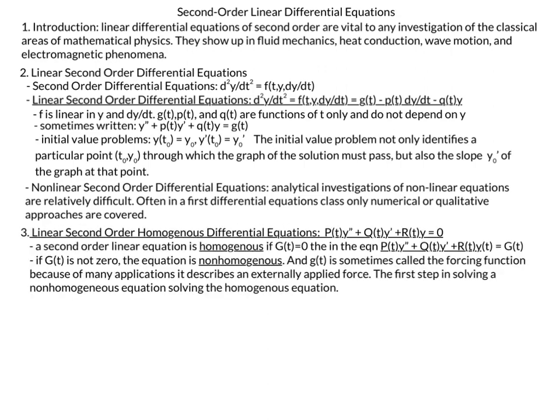Initially, we're going to focus on linear second-order homogeneous differential equations. That is of the form where your differential equation is equal to 0. That is, a function of t times y'', plus a function of t times y', plus a function of t times y is equal to 0. This equals 0 is what makes it homogeneous. So a second-order linear equation is homogeneous if g(t) equals 0 in this equation here. If g(t) is non-zero, the equation is called non-homogeneous.